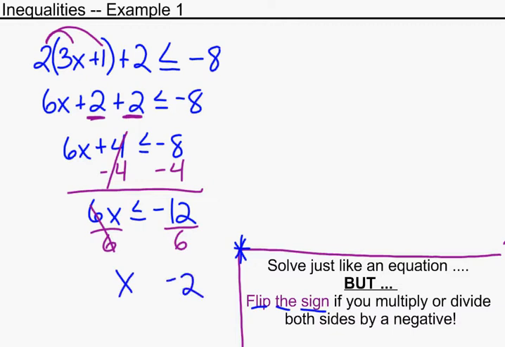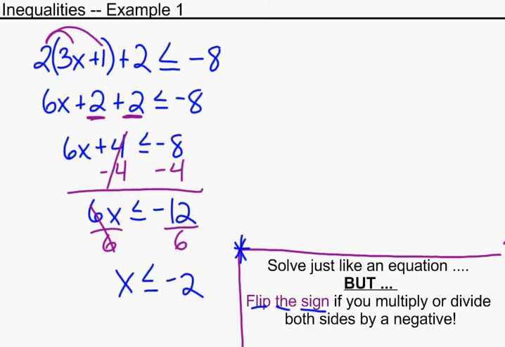And the question is, do I have to flip the direction of the sign? In this case, the answer is no, because I didn't divide by a negative. Even though there's a negative on this side right here, I didn't divide by it. My negative would have to be down there in order for me to have to flip the direction of the sign. So my answer is x is less than or equal to negative 2.